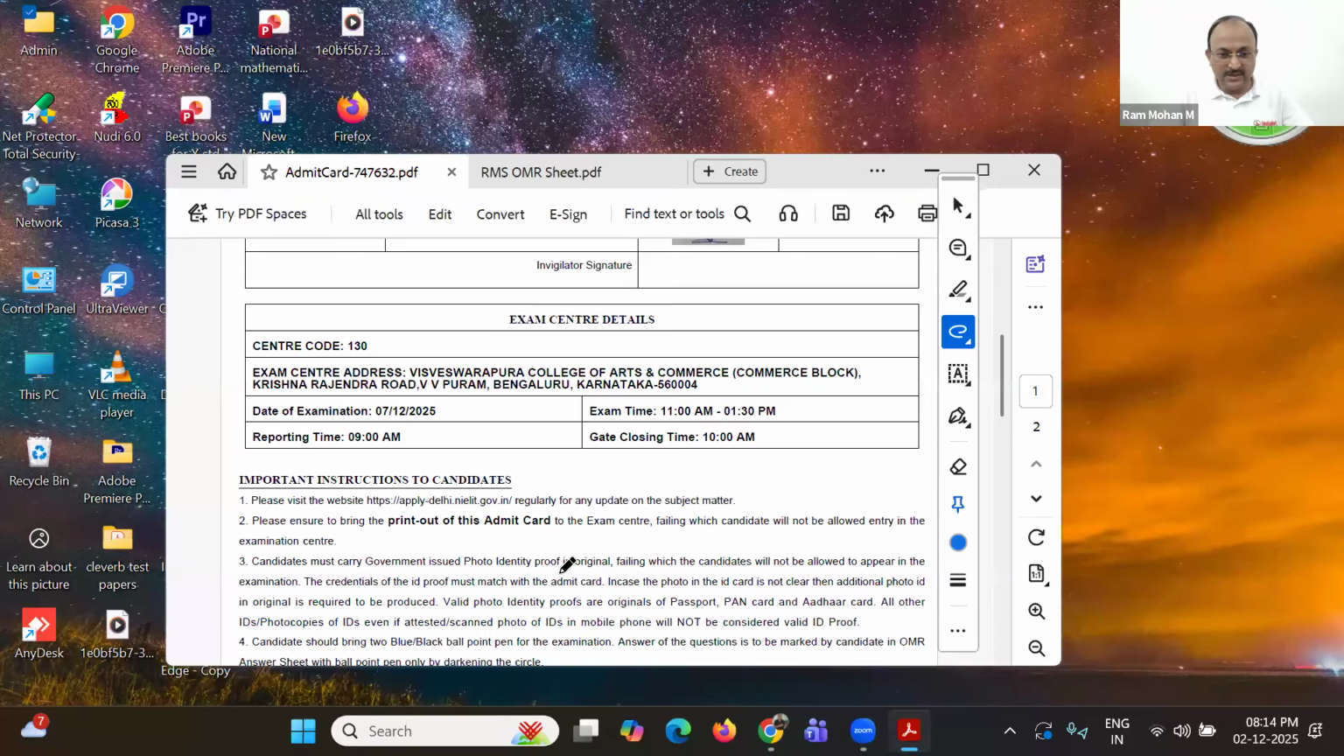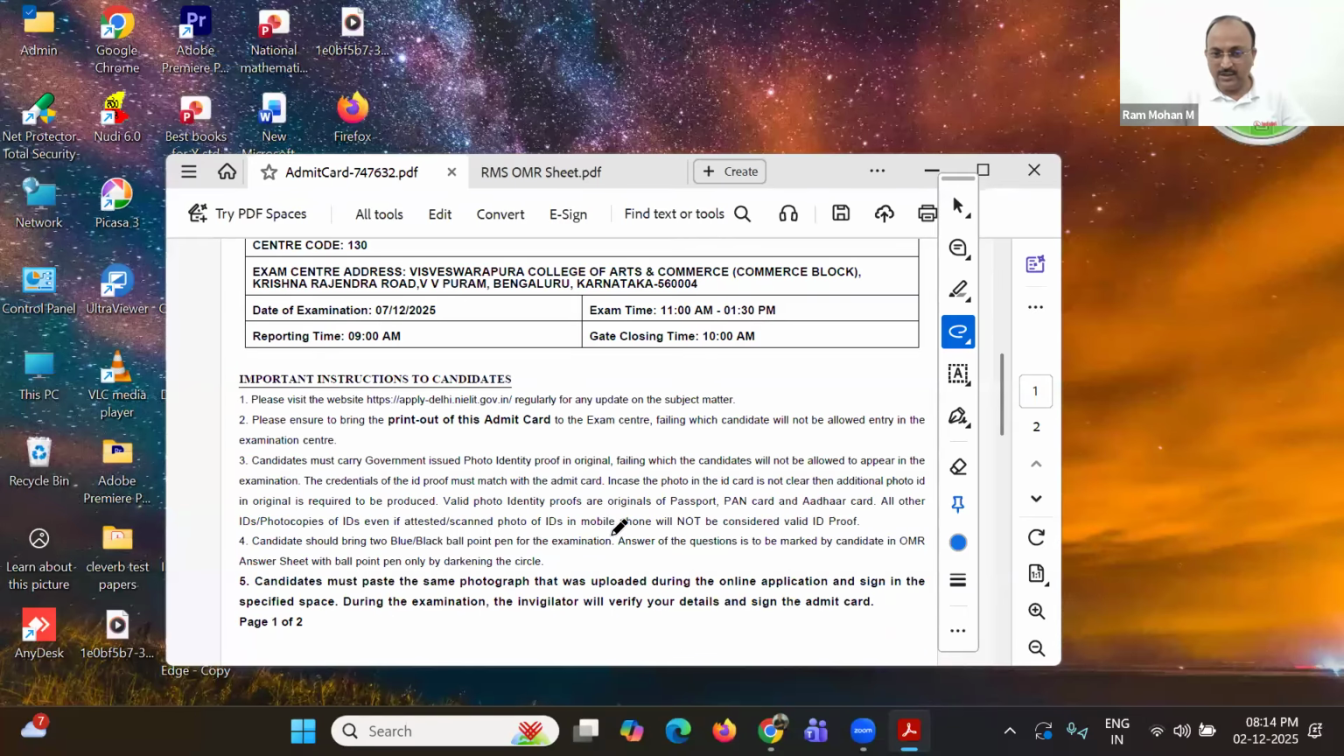On the website, please ensure to bring the admit card, the printout of the admit card. Without this admit card, you will not be allowed to go inside. Candidate must carry a government issued original photo identity proof. That means, which are all the things that you can take.